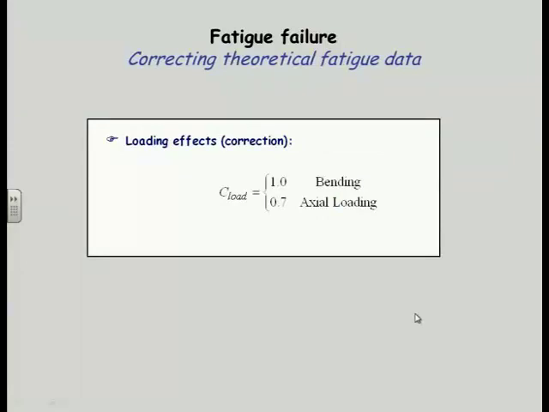The load factor is either 1 or 0.7, depending upon whether you're in bending or axial loading. Now, I throw shear in with the bending because I'm going to do it with von Mises. As a general rule, even if I have a pure torsion case where I have nothing but shear stresses, I could just as well create a shear endurance strength and compare those two. And I get the right answer.